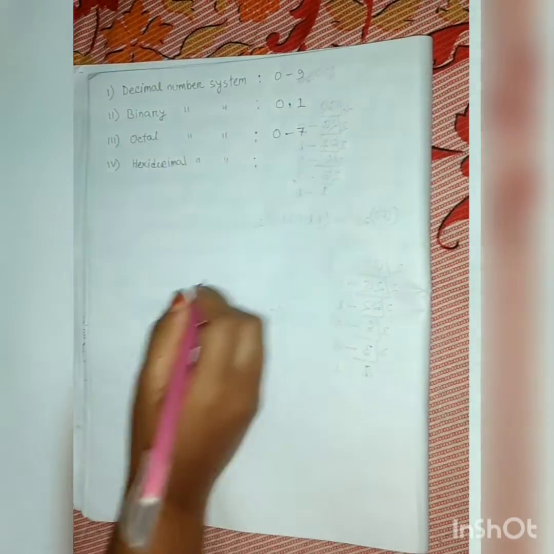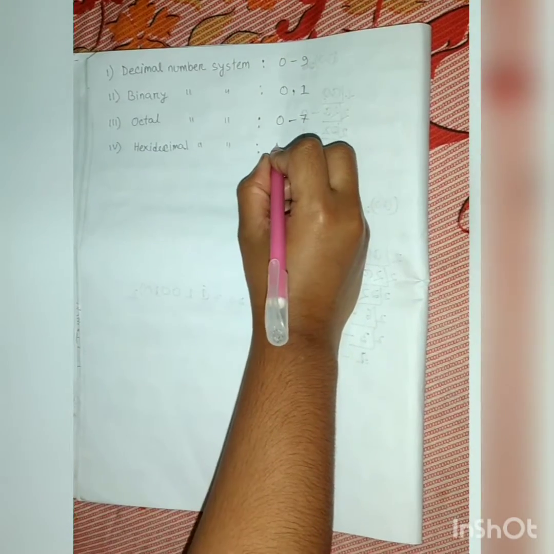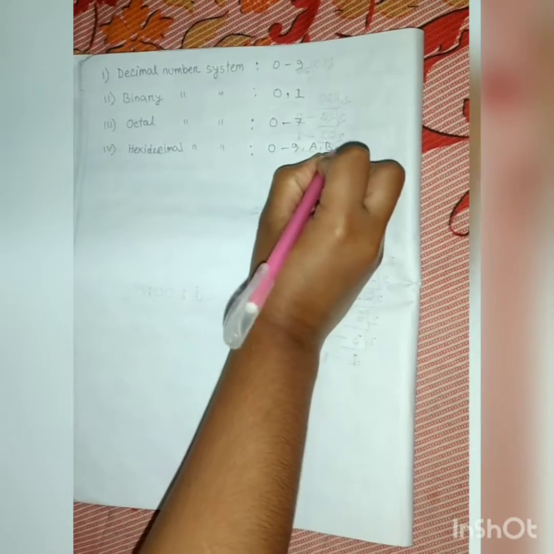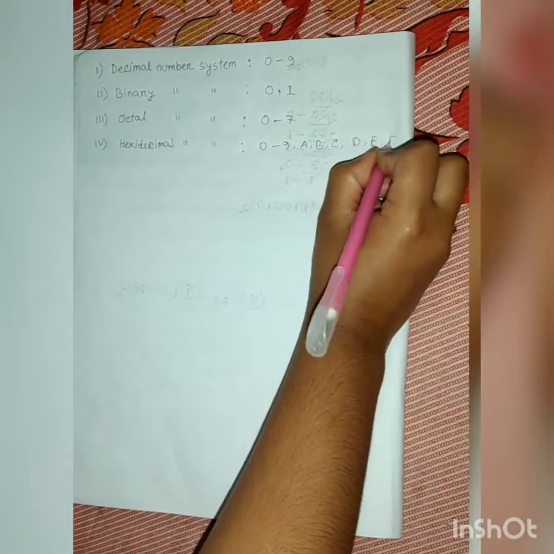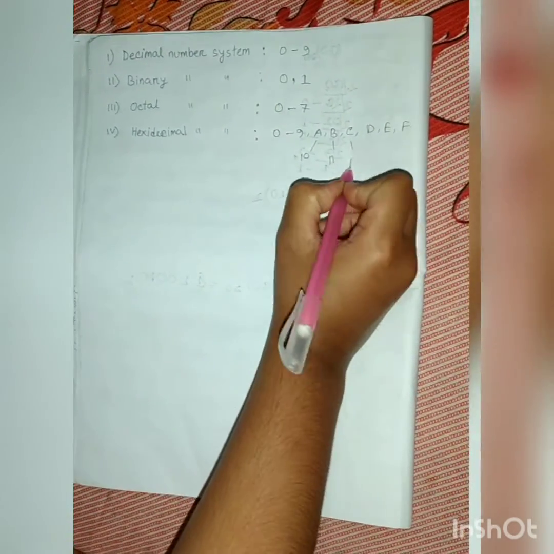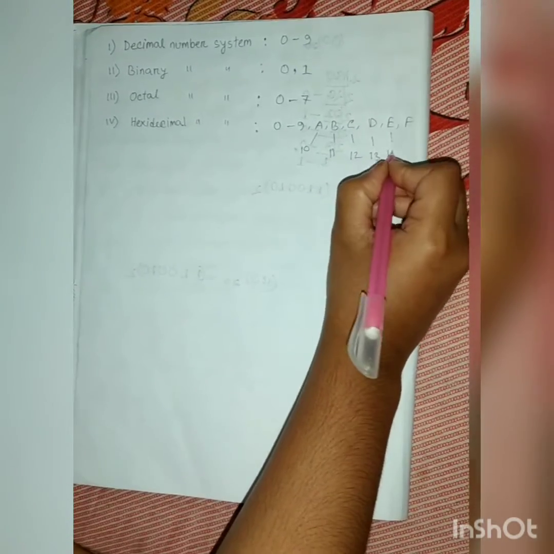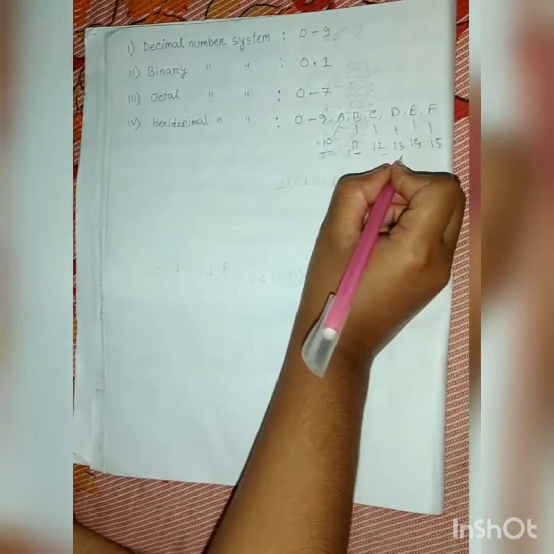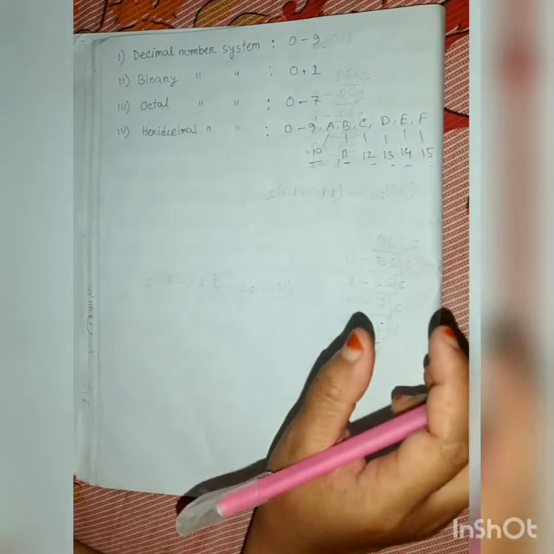In hexadecimal, the numbers are expressed by 16 digits. Those are 0 to 9, then A, B, C, D, E and F. A means 10, B 11, C 12, D 13, E 14 and F 15. These 10, 11, 12, 13, 14 and 15 are expressed by A, B, C, D, E and F.